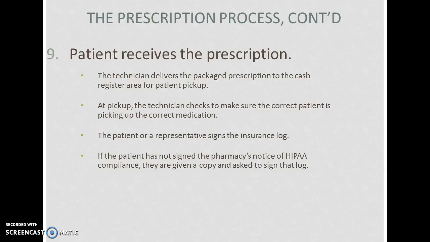All right. So the patient comes into the store, or a representative of the patient comes in the store, and it is the technician that completes the final safety and accuracy check. This is done by ensuring that the correct patient gets the correct medication. It could be given to the patient or the patient representative, who signs the insurance log and other information. And if the patient has not yet signed the pharmacy's notice of HIPAA compliance, they are given a copy of the notice and asked to sign that log. The technician then rings the sale at the cash register.